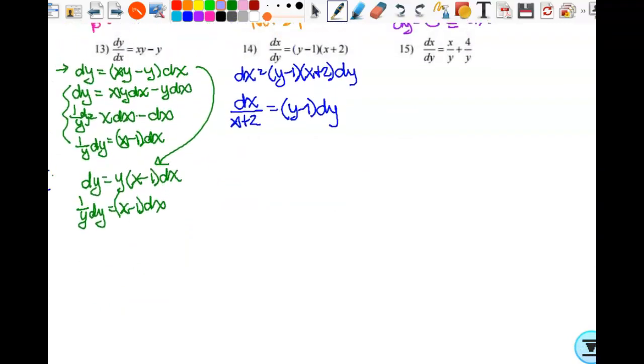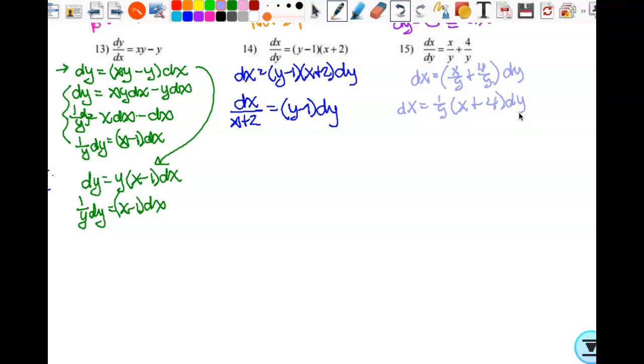So I'm going to multiply both sides by dy. So dx equals, I have x over y plus 4 over y. So there's addition there, but that doesn't necessarily mean it's not separable. Multiply by dy. Do I have a GCF in my parentheses? Yes. What is it? Y. So 1 over y, yes. So dx equals 1 over y times x plus 4 times dy.